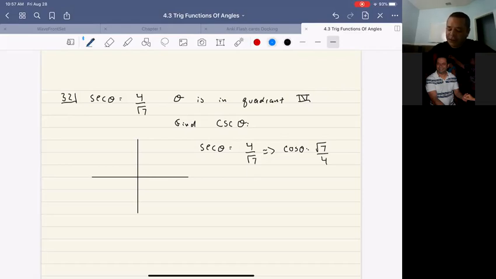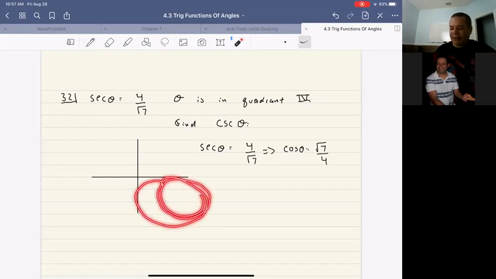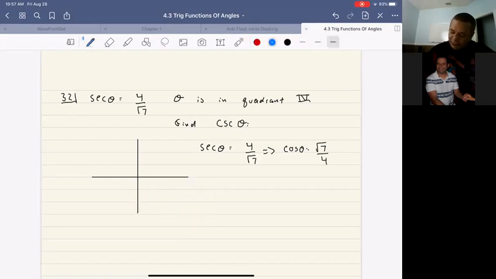We're going to make sure we know it's in quadrant 4. So that means we're going to draw it down here. When we draw it down here, we're going to label things correctly. So the root 7, that's going to be the x. Be careful with that. Root 7 is the x. 4 is the r, the hypotenuse. We have to solve for y.